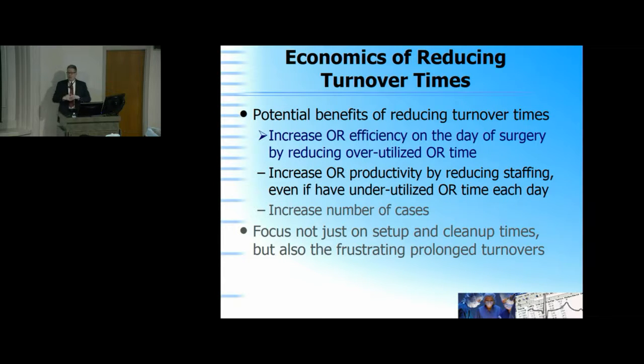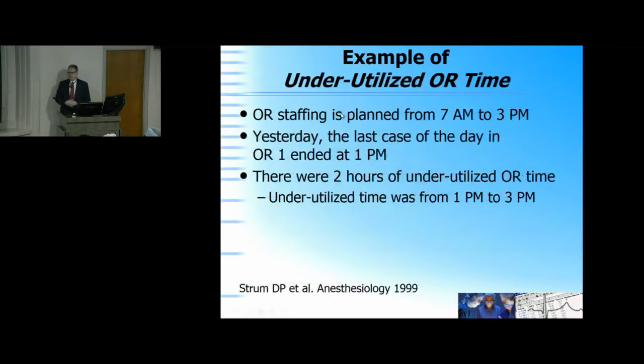All right, so I'm going to start with talking about how you can increase operative efficiency on the day of surgery by reducing turnover times and therefore reducing overutilized OR time. First, the definition of underutilized OR time. If you plan your staffing till 3 o'clock and you finish at 1, there's 2 hours of underutilized OR time. So if you had perfect knowledge months in advance of exactly when operating would finish, and you knew that there's going to be 2 hours of underutilized time, you would either plan your staff scheduling so people would be scheduled for fewer hours, or you would schedule those people to have training. You schedule the people to give a lecture or something like that.